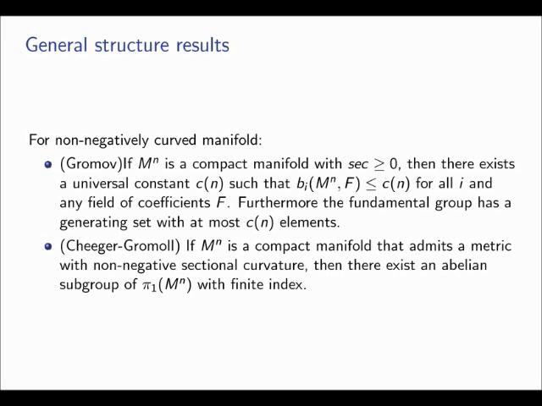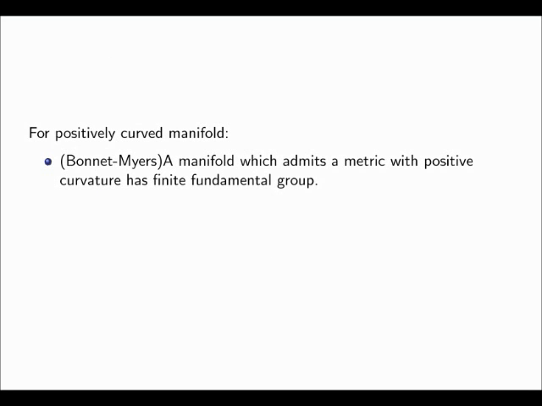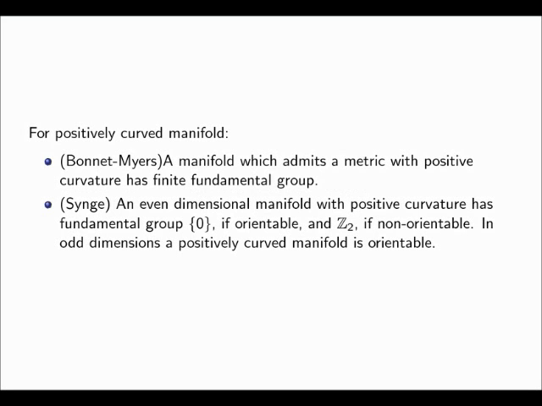So this means your manifold may look very different at some points. This is for non-negative sectional curvature. If we look at positive sectional curvature, the topology of the manifold is even more restricted. We have more restrictions on the topology of a positively curved manifold. These two are classical theorems for positively curved manifolds.